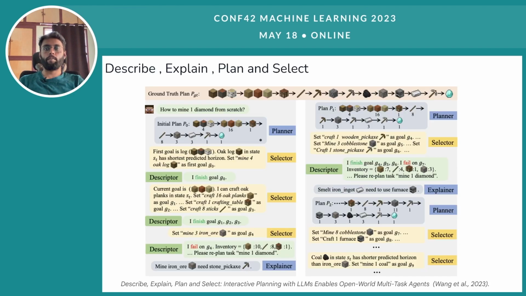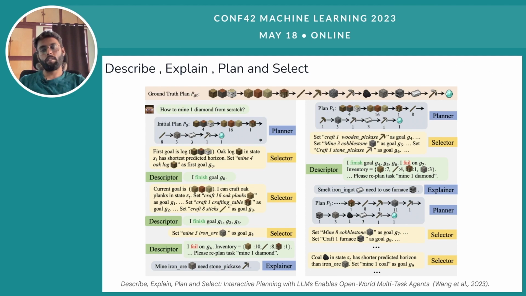So another interesting paper that does this iterative prompting is Describe, Explain, Plan, and Select. In this paper, the authors have tried to use an LLM to play Minecraft. Minecraft, as you know, is an open-ended game. Here again, similar to what we saw before, they have split the approach into different modules: a planner module, a selector module, an explainer module, and a describer module.